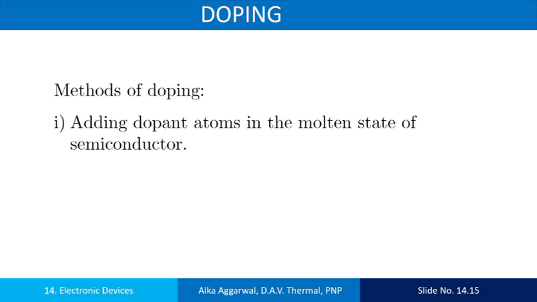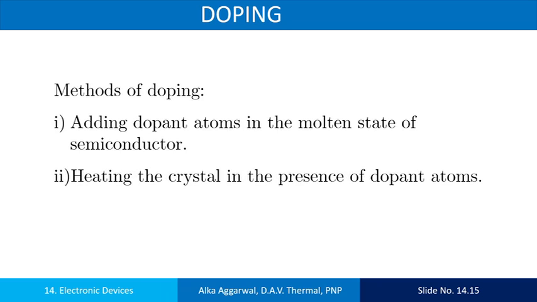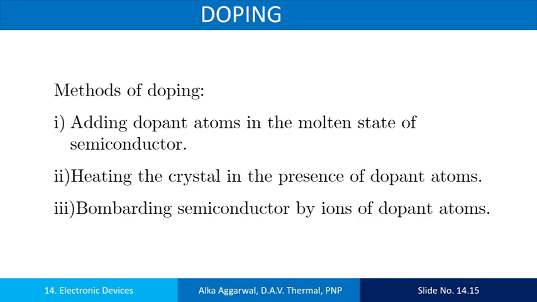The methods of doping. Number one, the dopant atoms are added in the molten form of the intrinsic semiconductor. Second, doping can be done by heating the semiconductor in an atmosphere containing the dopant atoms. Third, by bombarding the intrinsic semiconductor with the ions of the dopant atoms.